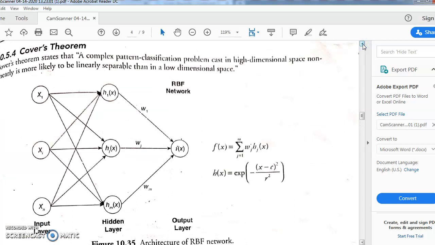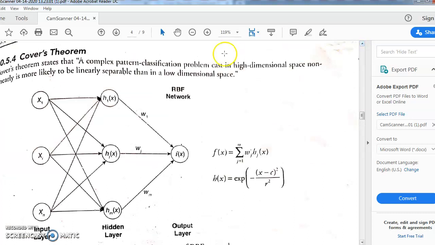So Cover's theorem states that if we cast it in high dimensional space, and high dimensional space means what? We will transform the values of each data point with the help of a mapping function. Then the problem will look linearly separable. Then we can easily identify and classify the given problem.